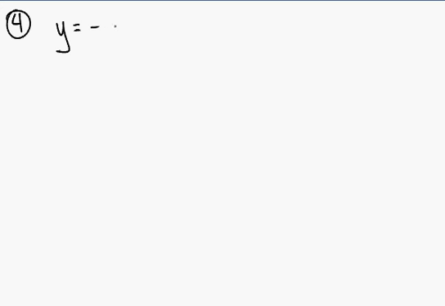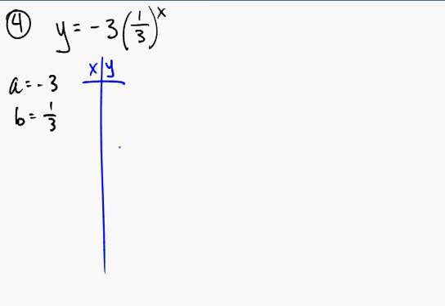So a is negative, b is less than 1. This looks like decay, right? Two looks like this.